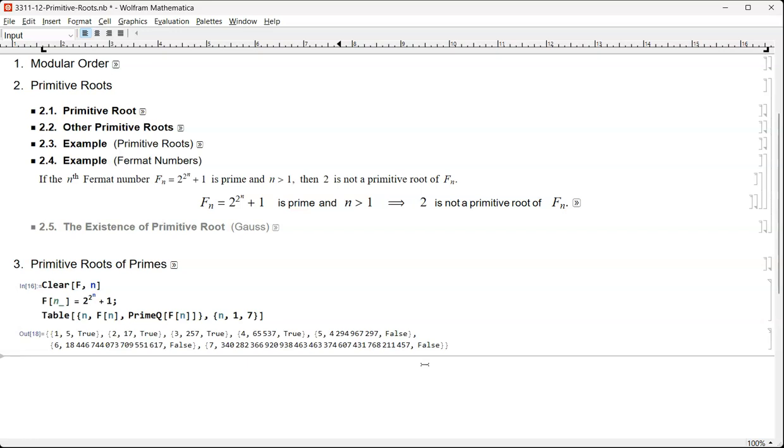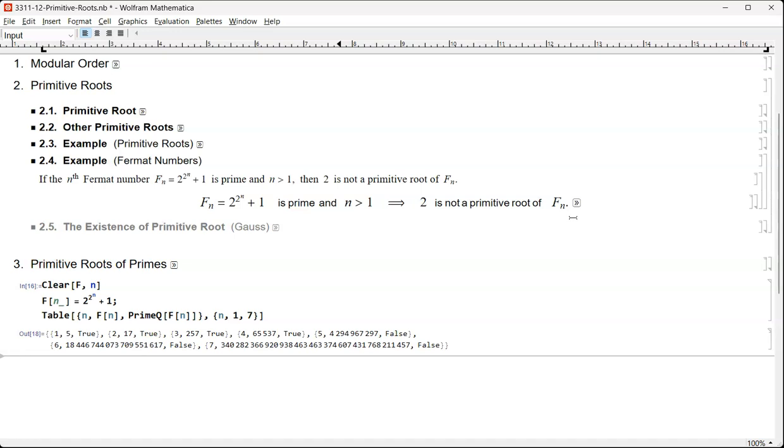As far as I know, it is still open, but who knows, there may have been some recent development. So in this case, if Fn is prime and n is greater than 1, then 2 is not a primitive root of Fn. That's what you have to prove.